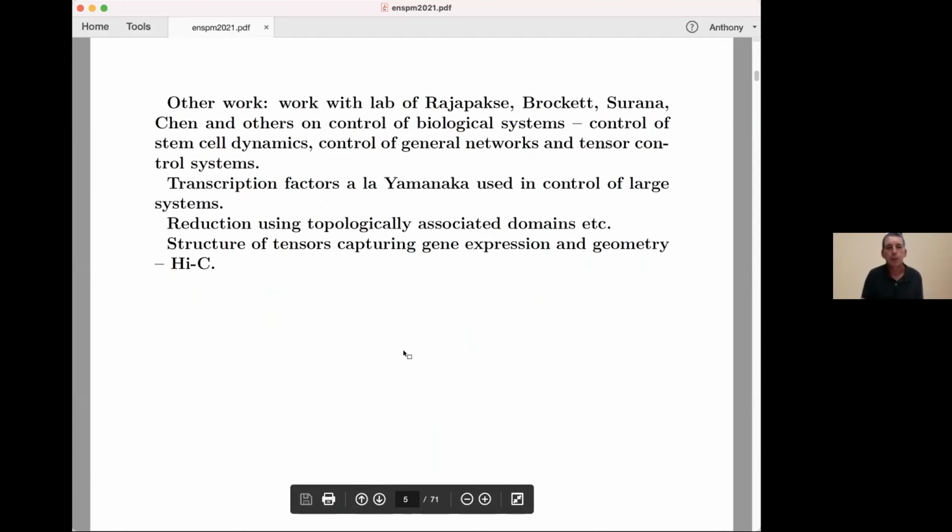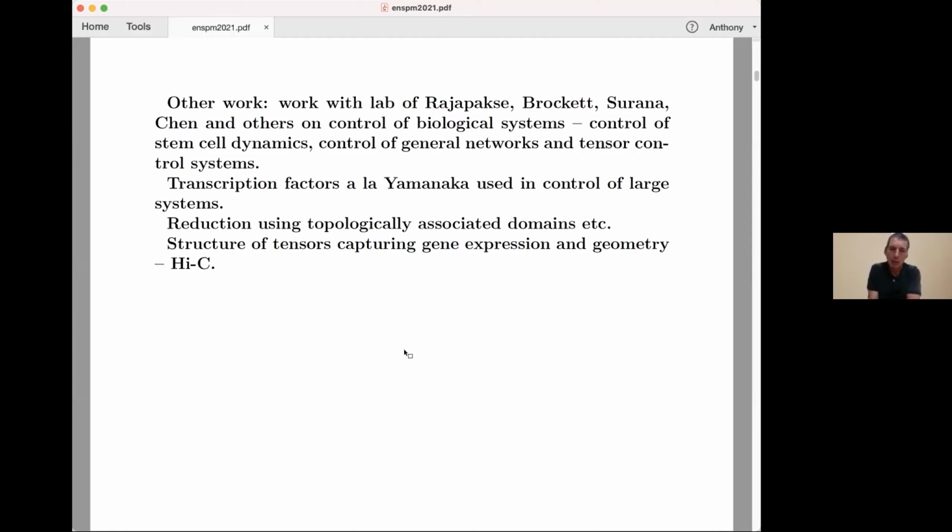as we go along. And as I mentioned, this is inspired by a whole lot of different work, mainly in mathematical biology, but it basically applies to a lot of systems with different interacting agents, and which can be described by a graph or a hypergraph. So there's related work with this lab of Rajapaksa that I mentioned earlier with Roger Brockett and Amit Surana. We've looked at control of biological systems in various senses, including the control of stem cell dynamics, the control of various networks, and tensor control systems.